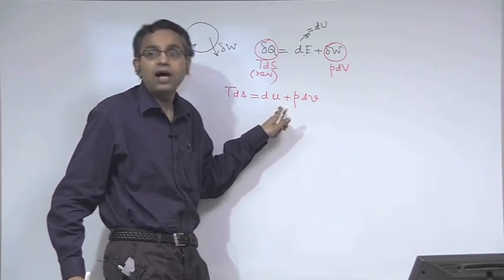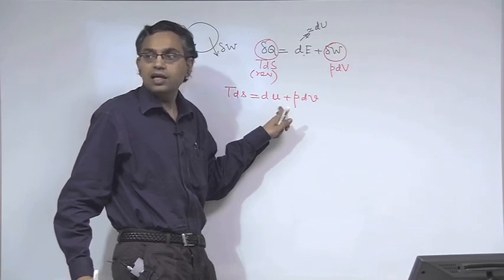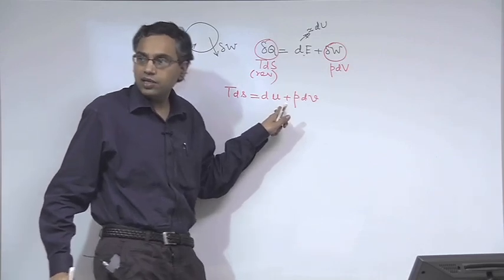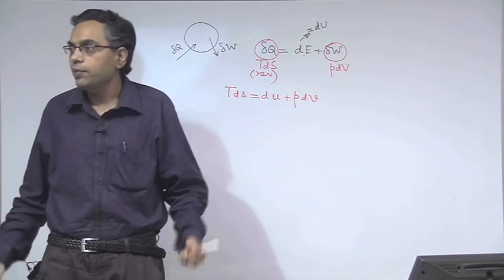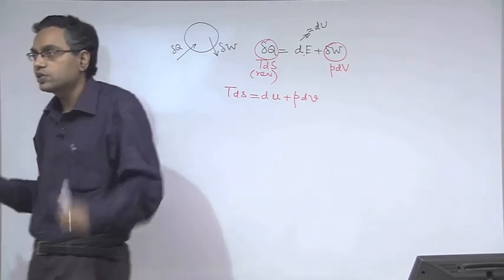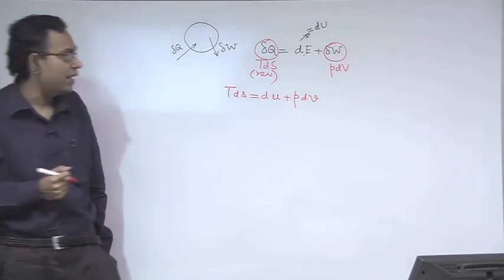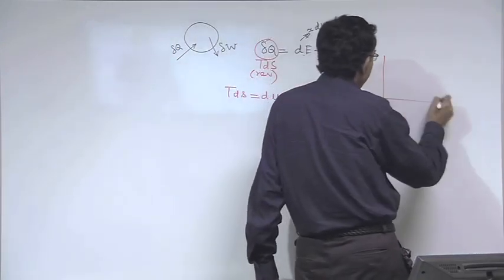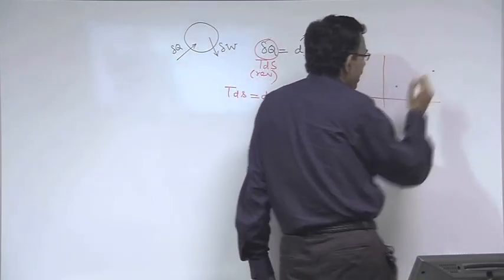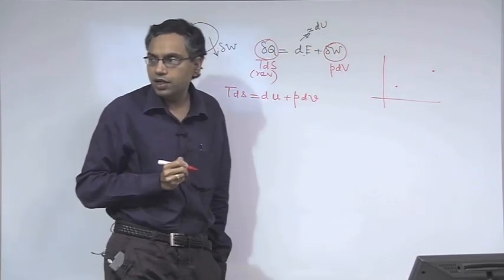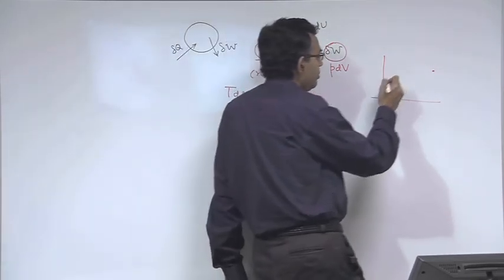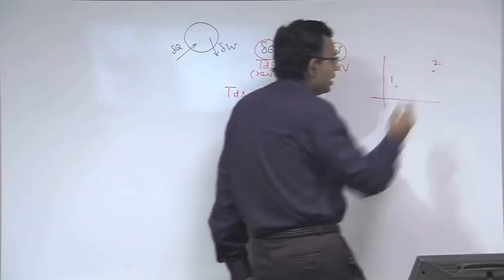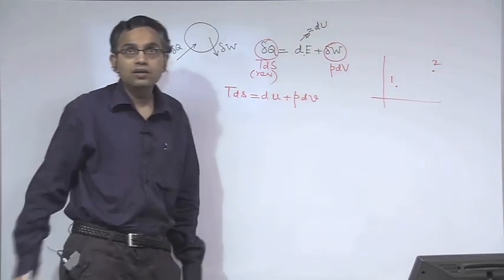The question is why? Because for deriving it, we have used several assumptions. Now, we are claiming that it can be used for any process. So, why should it be like that? See, the reason is as follows. Let us say there is a system in any plane, PV plane, TS plane, whatever. We draw the system changing state between 1 to 2.